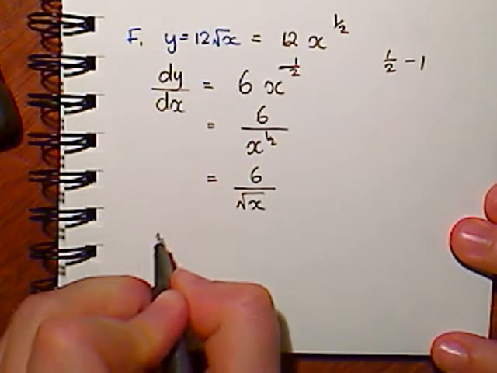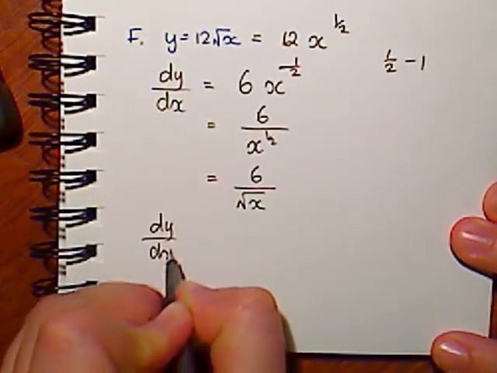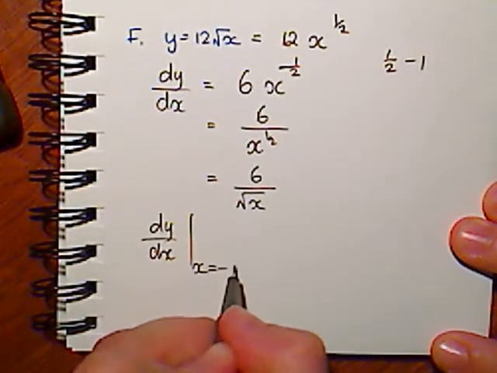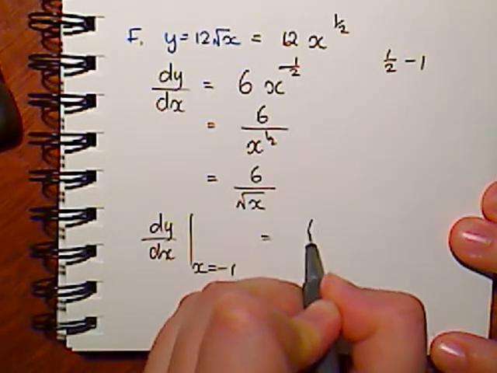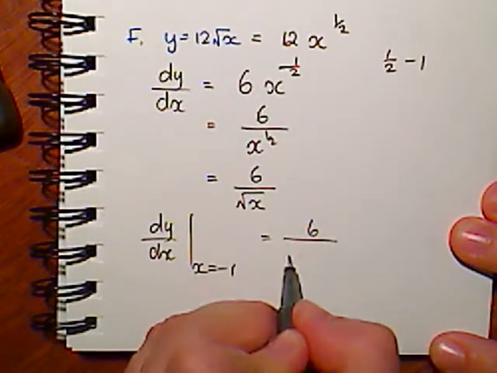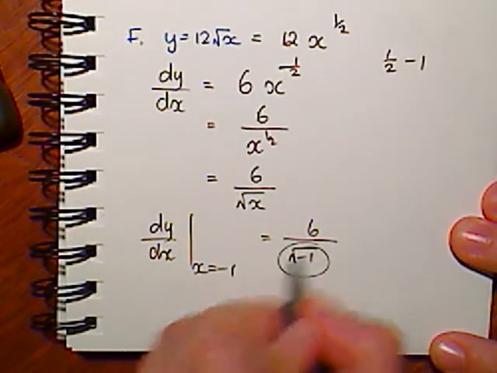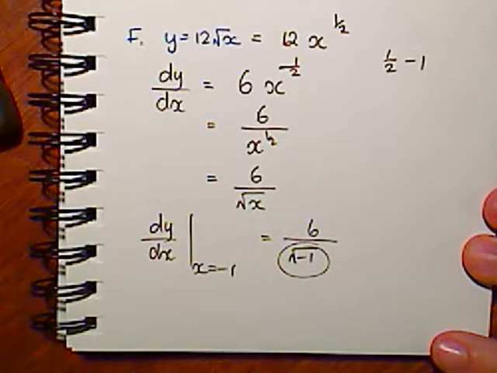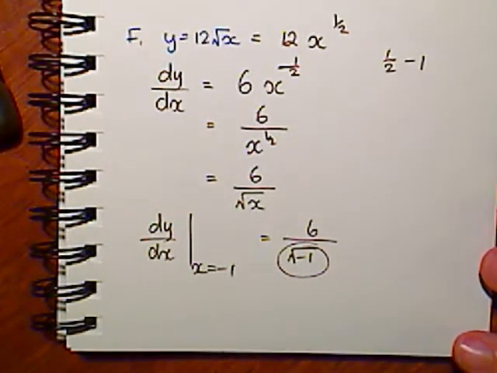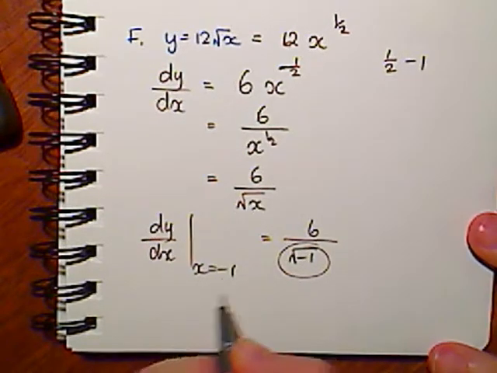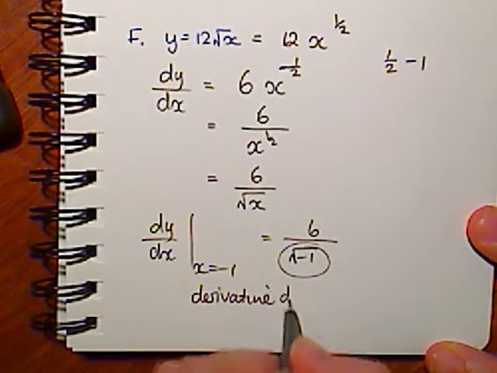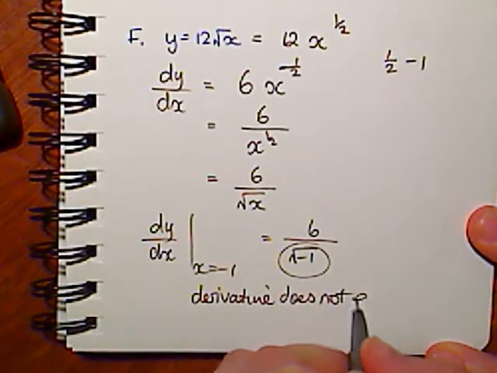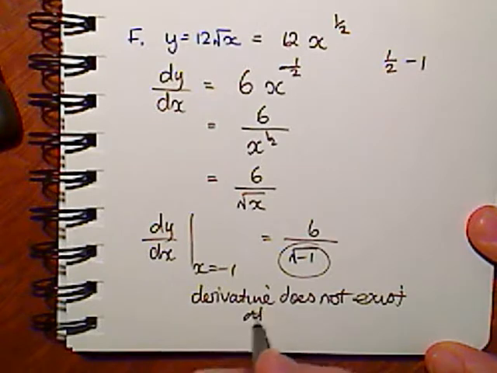That will help because when I want to do my next step, which is evaluate this derivative at the place where x equals minus 1, what I have here is 6 over the square root of minus 1. At this stage we cannot find the square root of a negative number. It doesn't exist in our real number system. So in this case we would say the derivative does not exist at minus 1.